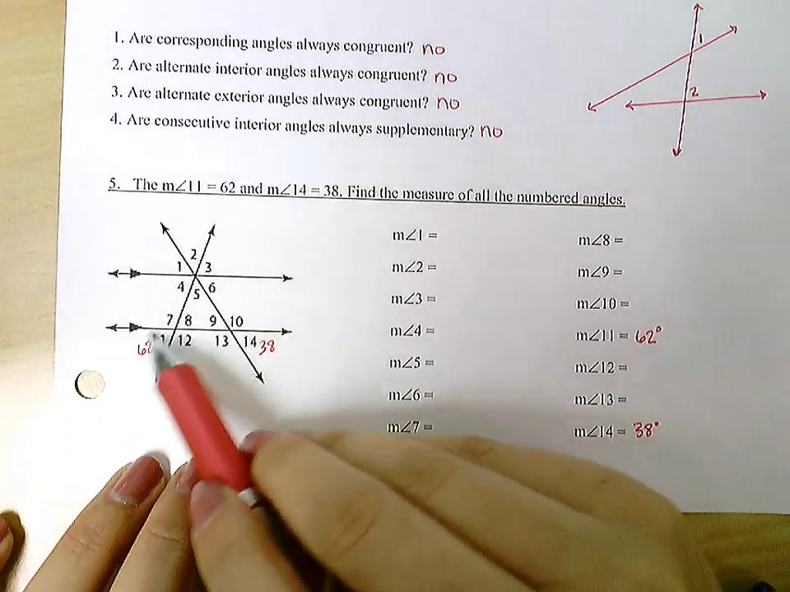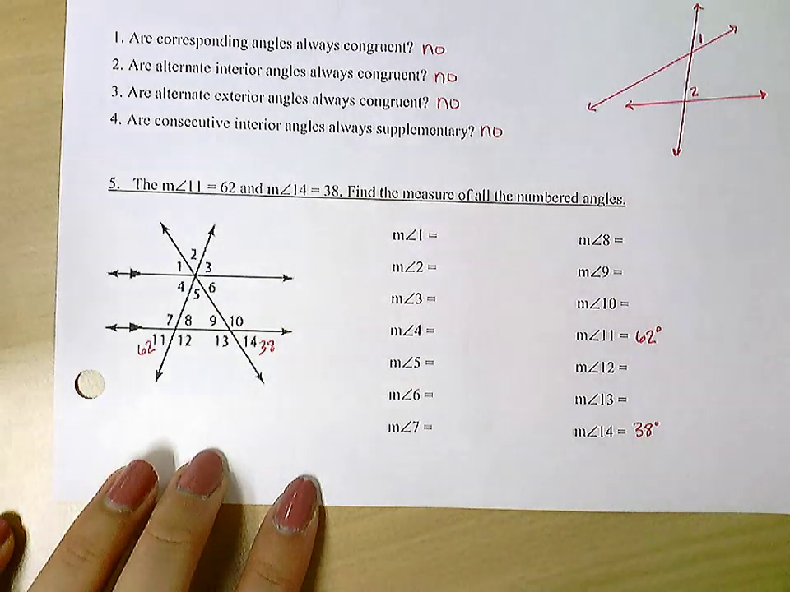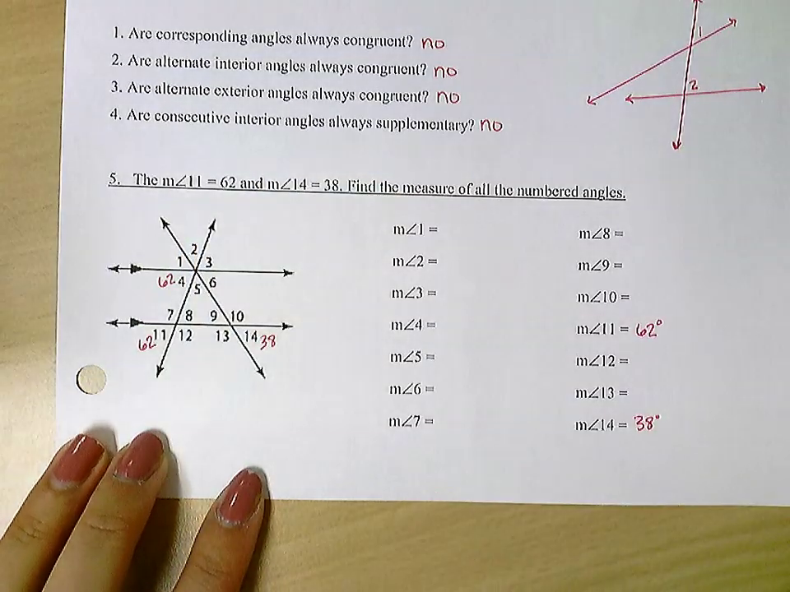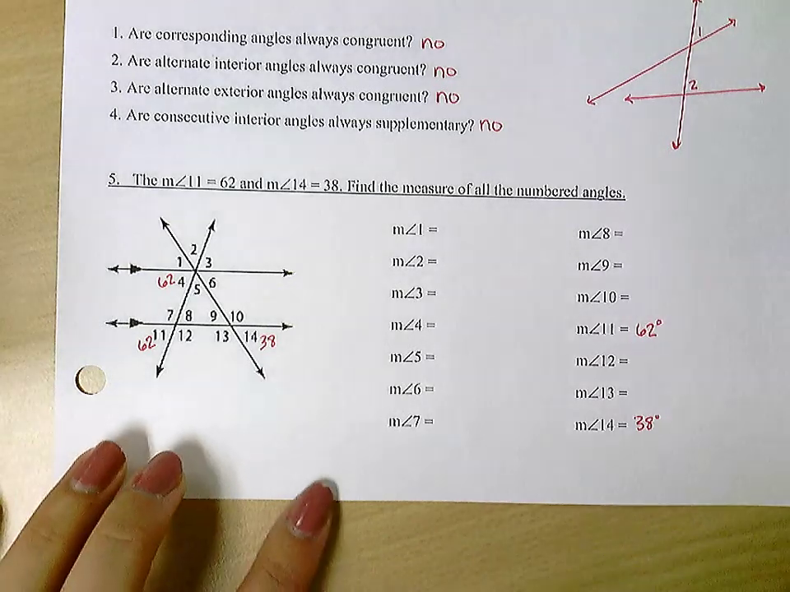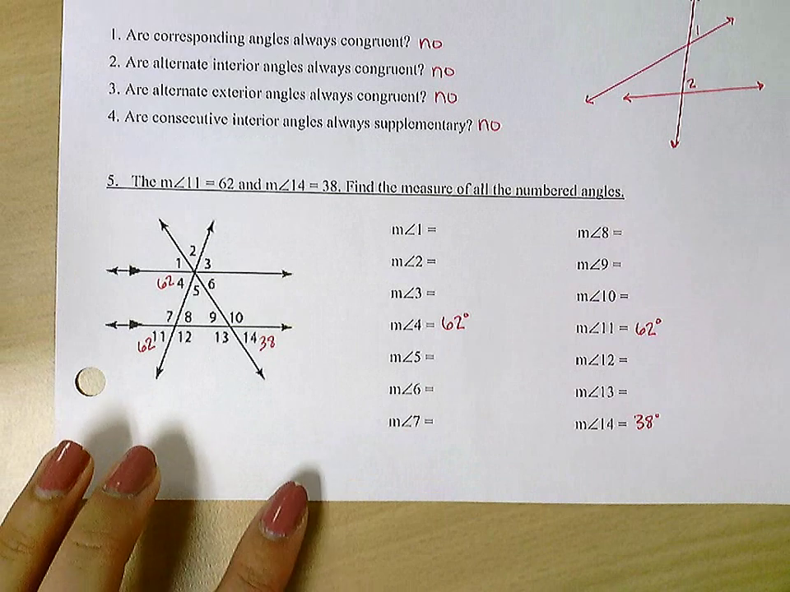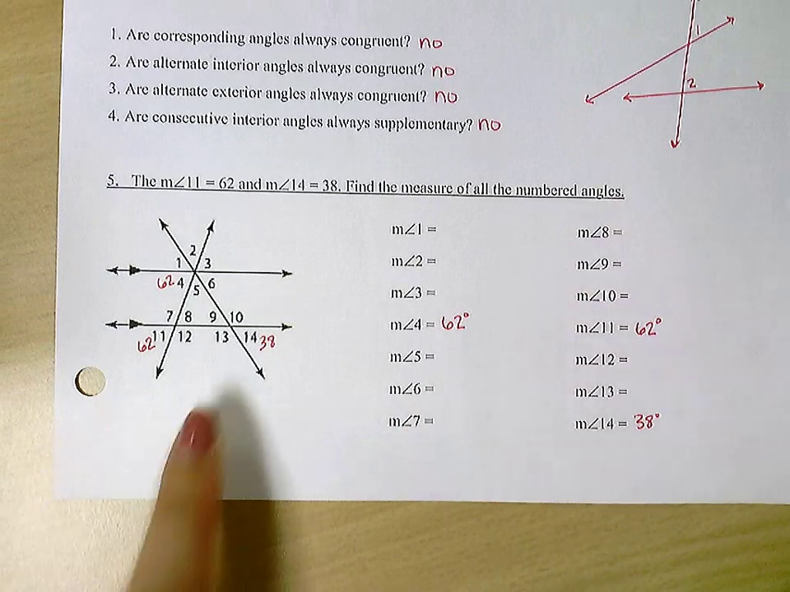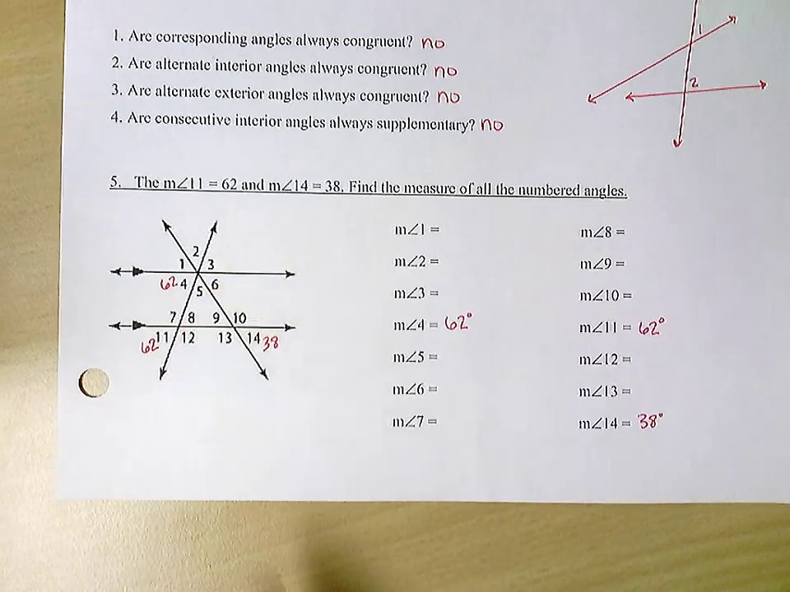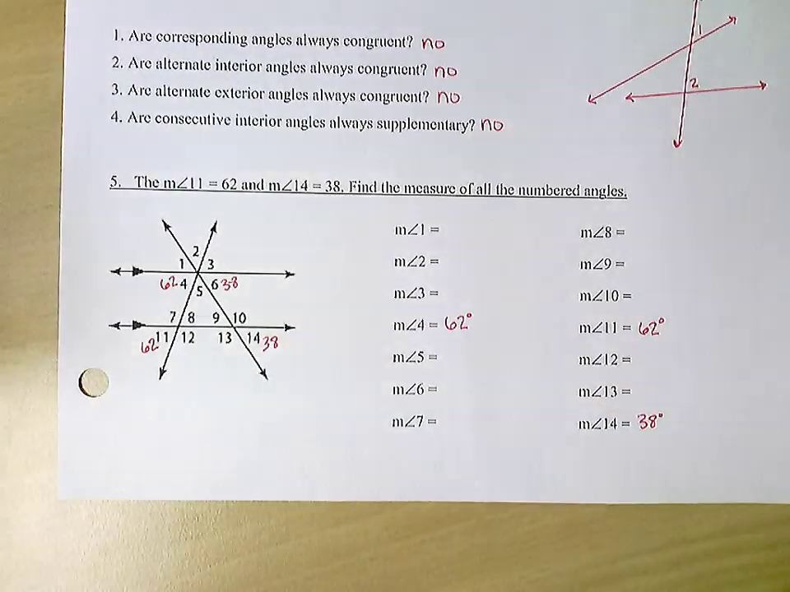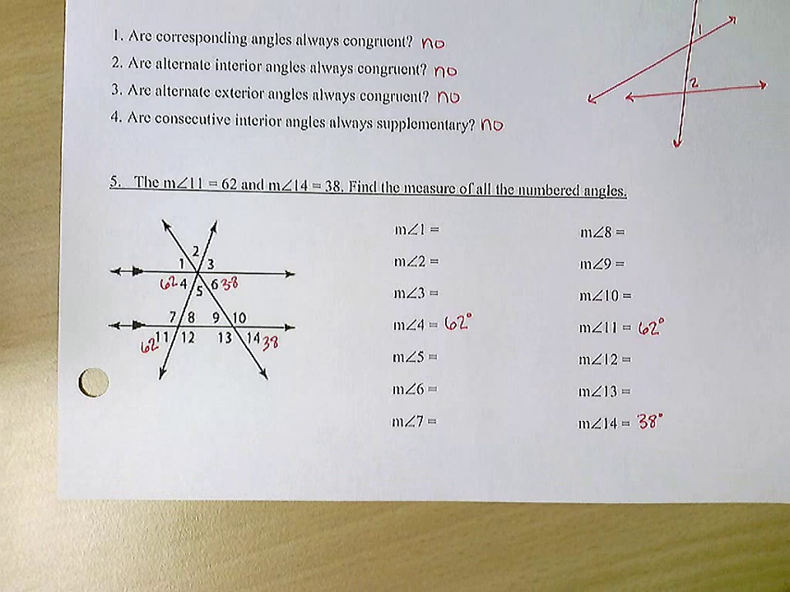what would 11 and 4 be? It would be 62. Why? What type of angle is it? It is corresponding. So angle 4 is also 62 degrees. Now what about 14 and 6? It is 38. Again, same reasoning. Those are corresponding angles.